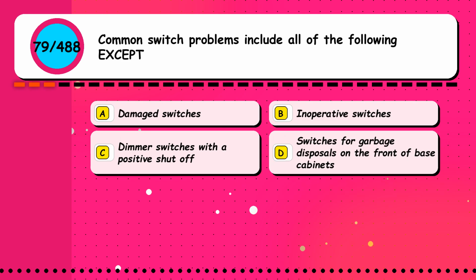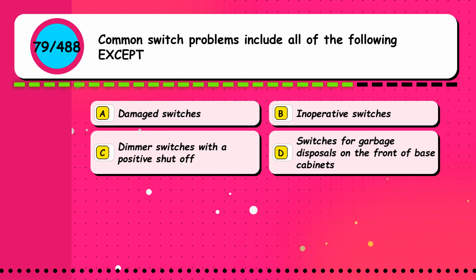Common switch problems include all of the following except Option A. Damaged switches. Option B. Inoperative switches. Option C. Dimmer switches with a positive shutoff. Option D. Switches for garbage disposals on the front of base cabinets.